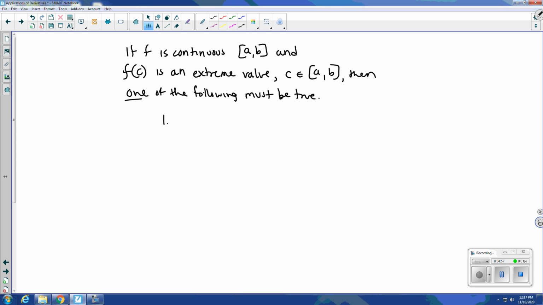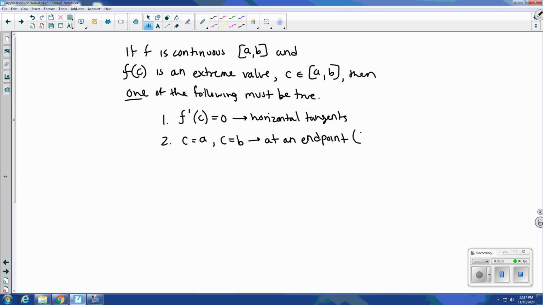The first is we know at that point the derivative is equal to 0. And that's where we have the horizontal tangents. But we said that doesn't always tell the whole story. There are other maxes and mins that can be found that don't have derivatives equal to 0 at them. So the second thing we should consider that is a possibility is that that C value, where the extreme value occurs, could be actually one of the endpoints. So C could equal A, or C could equal B, meaning that the extreme value is at an endpoint. Sometimes endpoints are referred to as the boundary points.